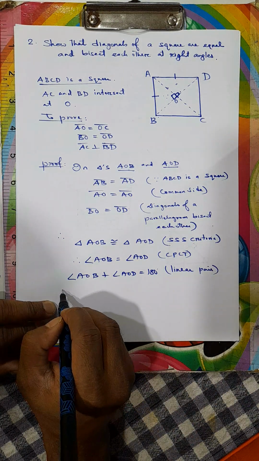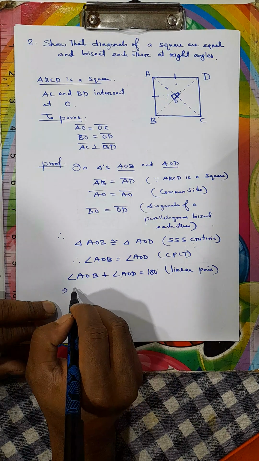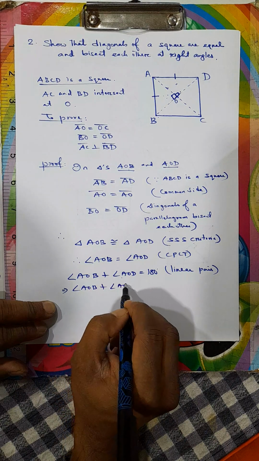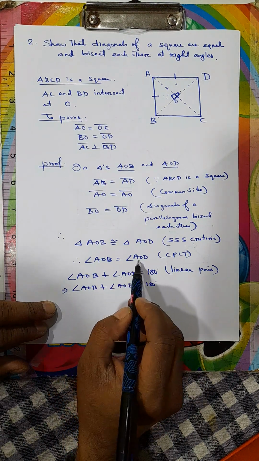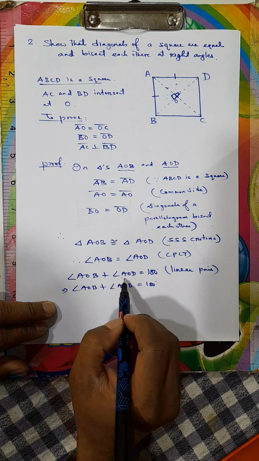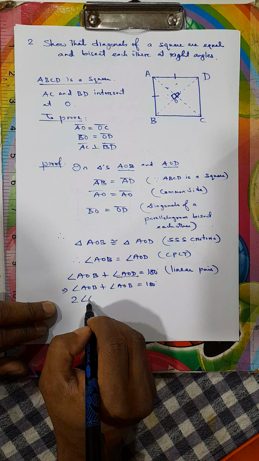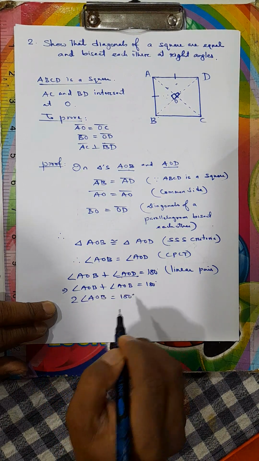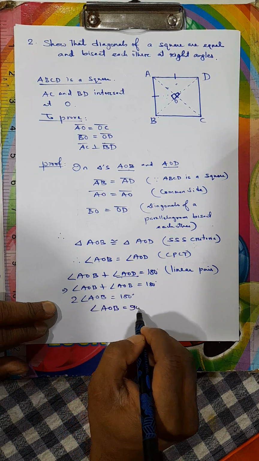Therefore, we can write here angles AOB and AOD are equal. So we can write angle AOB plus angle AOD equal to 180 degrees, right? AOD equal to AOB, so we are replacing this with AOB. We can write here twice angle AOB equal to 180 degrees. That means angle AOB is 90 degrees.